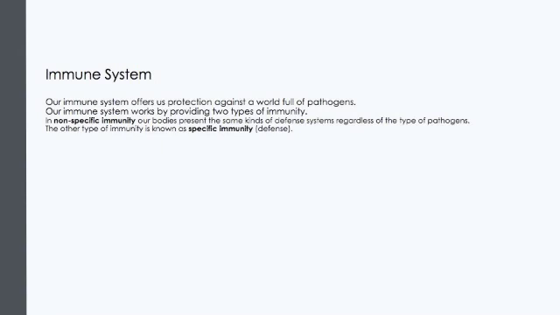We call this nonspecific immunity. Nearly all animals have some types of innate defenses. Later, we'll discuss another line of defense called adaptive defenses, or specific immunity.